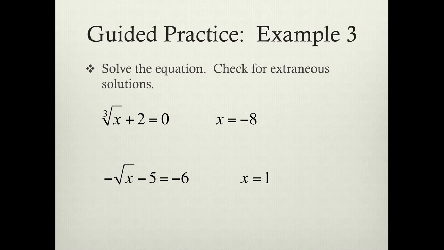Alright, so in the first case, we're going to subtract the 2 from both sides and then cube both sides to get x equal to negative 8. When we substitute negative 8 back in, it really does work, so it's fine.